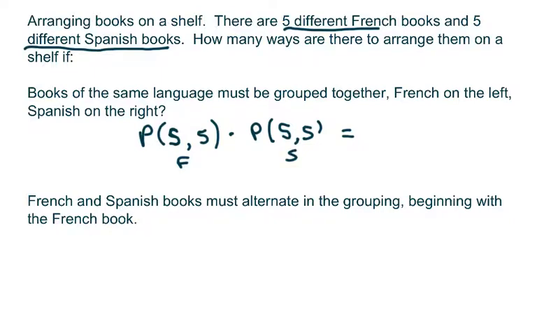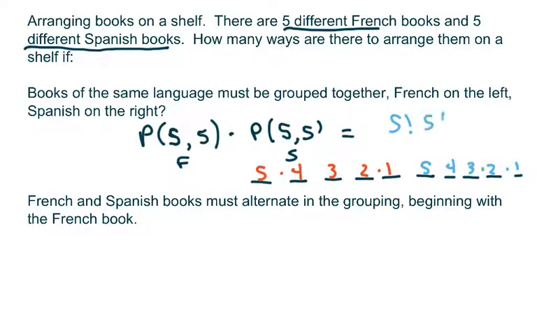Or you could just write them out. We have 10 books. 1, 2, 3, 4, 5. So for the French to go on the left, that would be 5 times 4 times 3 times 2 times 1. And then for the Spanish, 1, 2, 3, 4, 5, that would be 5 times 4 times 3 times 2 times 1, which is 5 factorial times 5 factorial.